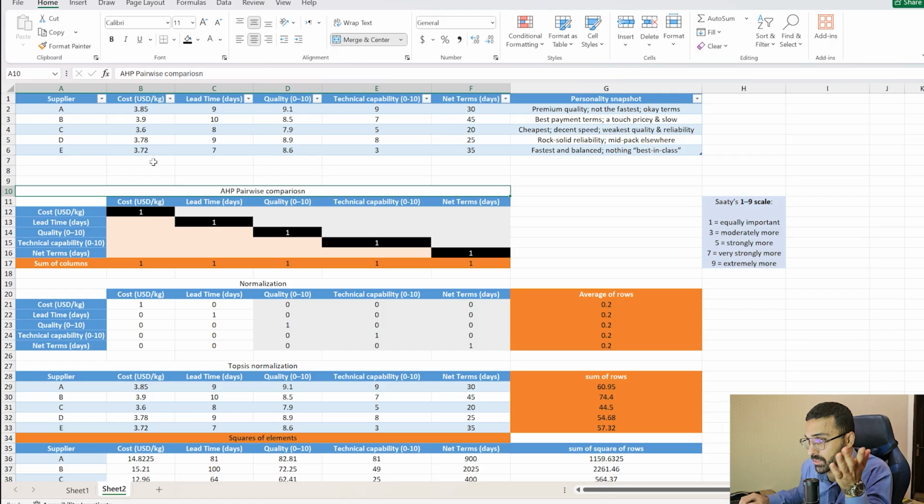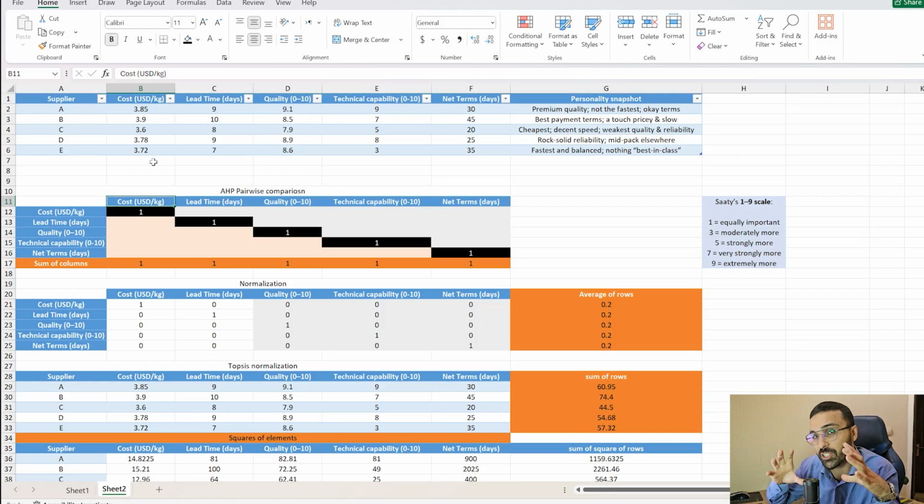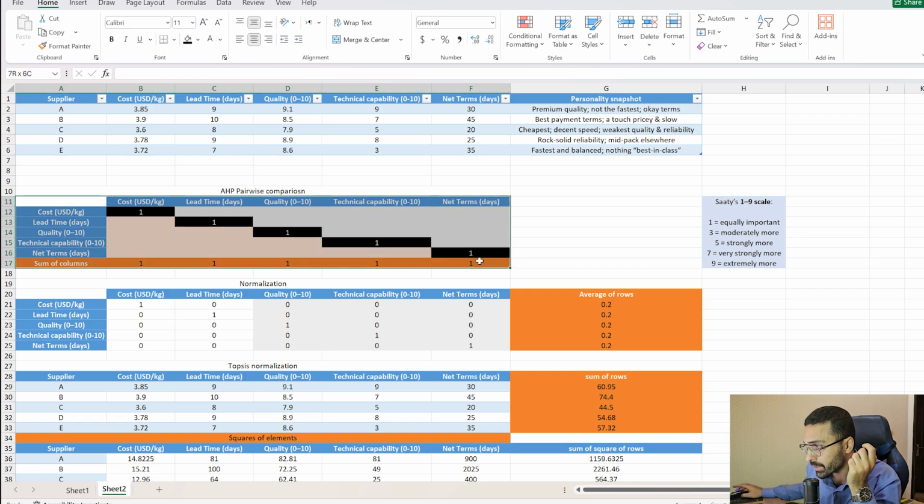Okay, so the first step is to make the AHP pairwise comparison matrix. This is the matrix that you're seeing here. As you can see, we have that matrix here, and we're going to compare the criteria in pairs, one by one, to see how important a factor is versus another factor or criterion. Let's fill this matrix together.